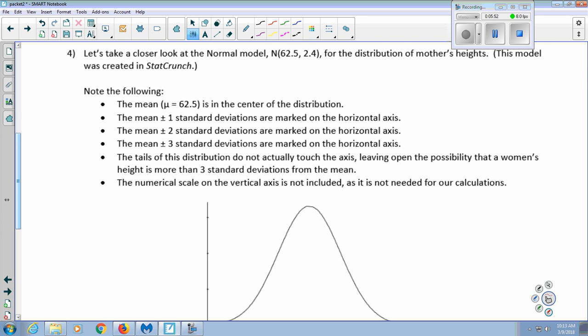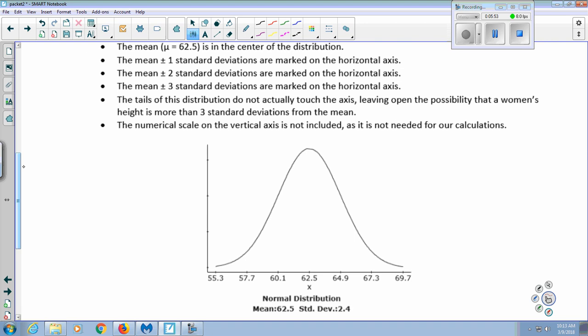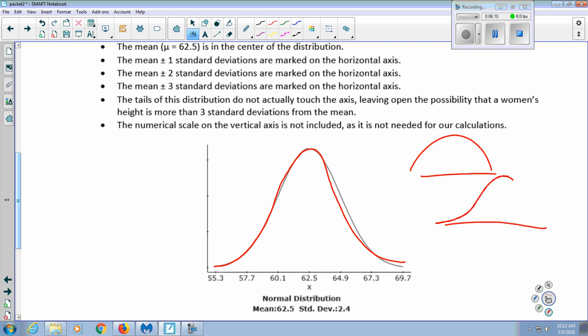So let's look at our model. Note the following. Our mean is here. And when we draw our normal models, we're going to be very careful about, first, making sure we draw this nice shape. So for example, this is not a normal model. Notice that when I sketch a normal model, it curves up and curves down. These tails are going to come really close to the edge of the axes.